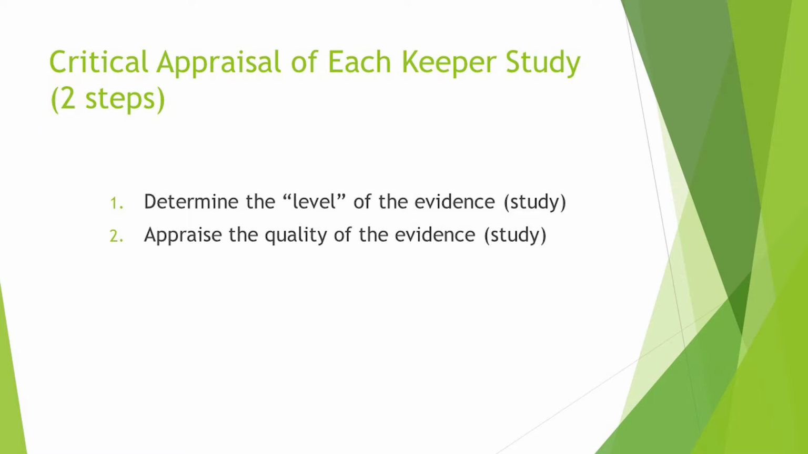The steps to a critical appraisal for each keeper study. So now you've done your literature search. You may have come up with 10 articles on your content, and you want to look at determining whether or not you're going to keep those articles, or how many of those will you keep and the other ones you will lay aside. So you need to first of all determine the level of evidence of the study, that's that hierarchy, and appraise it for the quality. And there are steps that we'll look at in determining the quality.